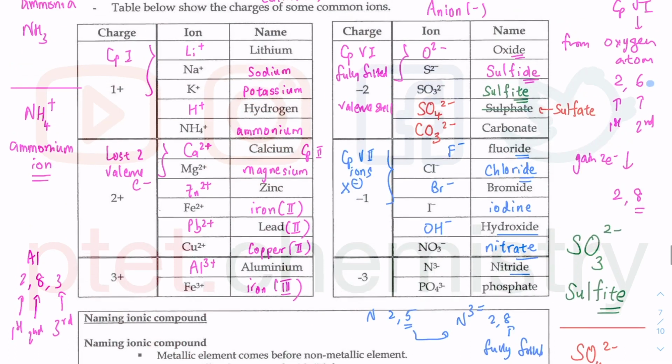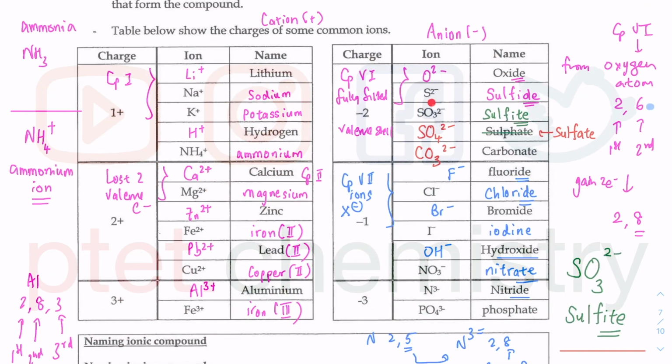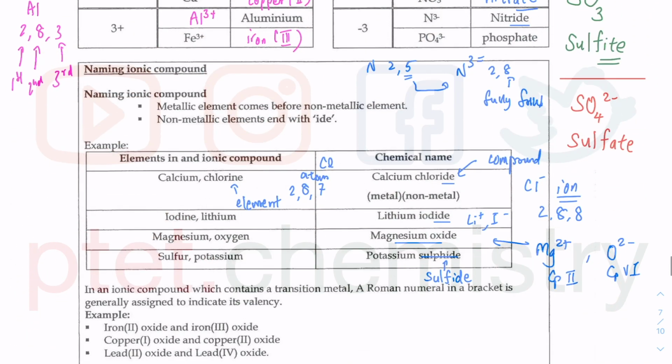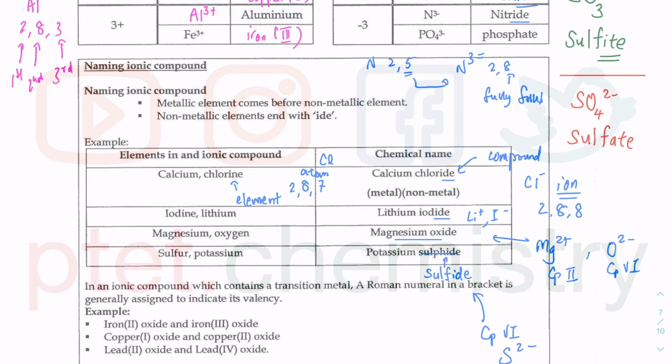Sulfide, S-U-L-F-I-D-E, is for S2 minus. It's a group 6 sulfur, so it's S2 minus. And then potassium, you have K plus because it's a group 1 metal. Metals lose electrons to give you positive charge. Group 1 loses 1 electron to give you plus 1 charge. Group 6 gains 2 electrons to give you 2 minus charge.